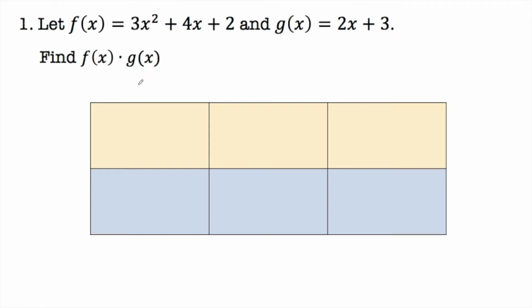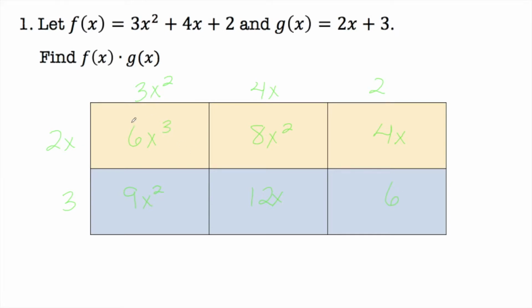All right, so we have 3x squared and 4x and 2. We're just getting that from here. And then 2x and 3 will go on the side here. So then all you do is 2x times 3x squared, which is 6x to the third, and 2x times 4x, which is 8x squared, and 2x times 2, which is 4x, 3 times 3x squared, which is 9x squared, 3 times 4x, which is 12x, and 3 times 2, which is 6.